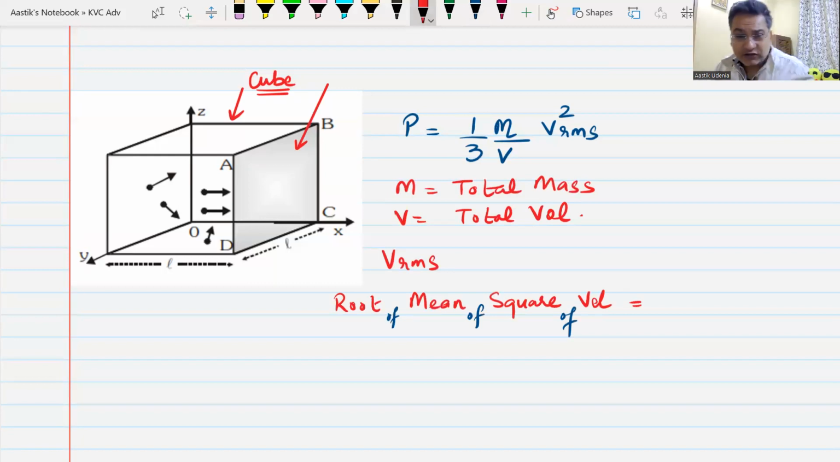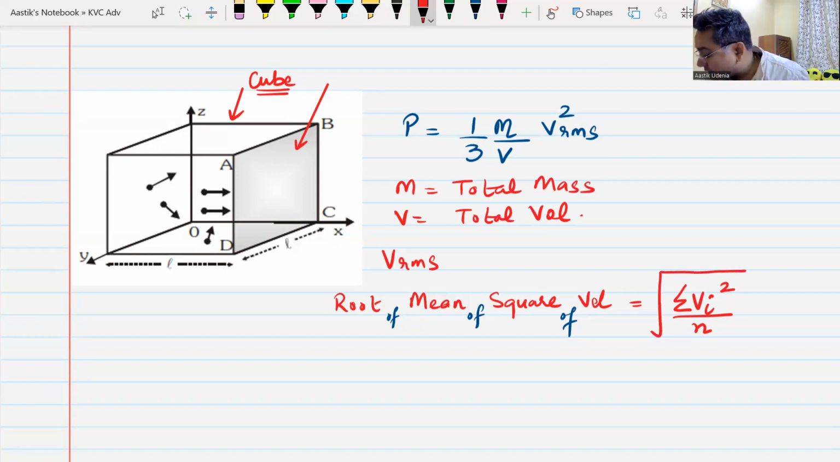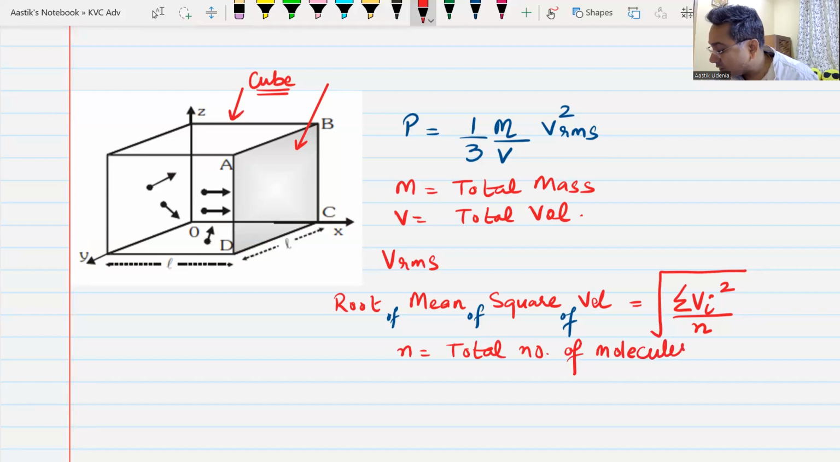So basically, you take the velocity of one particle, Vi, you square it, then you take the mean. How do you take the mean? You add all these squares and you divide it by the total number of molecules. Vi is the speed of one molecule. You divide it by the total number of molecules n, and then you take the root of it. Here this n means the total number of molecules or atoms. Do we understand this? Not the total number of moles, total number of molecules. So this is known as the V_RMS velocity.